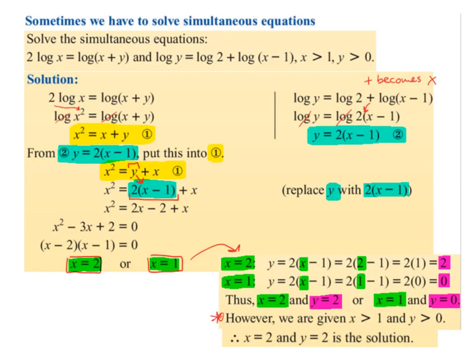So here we have an example using simultaneous equations. Solve the simultaneous equations. 2 log of x equals log of x plus y, and log of y equals 2 log plus log of x minus 1, where x is greater than 1 and y is greater than 0. So let's start with 2 log of x equals log of x plus y.